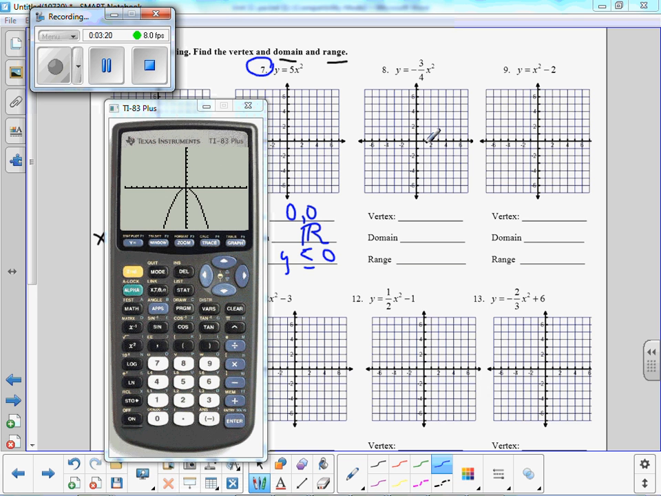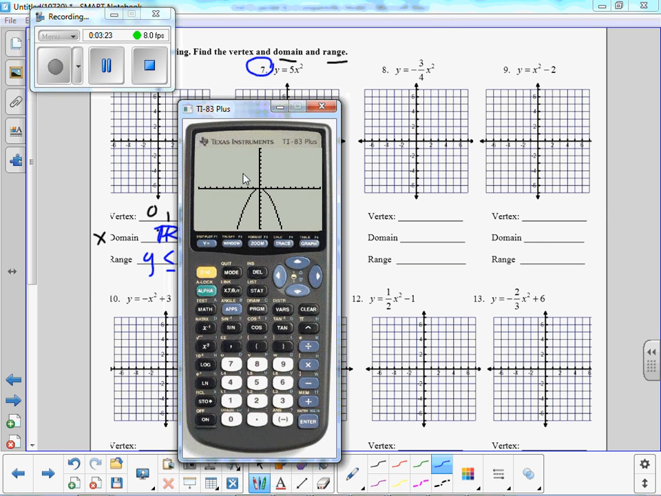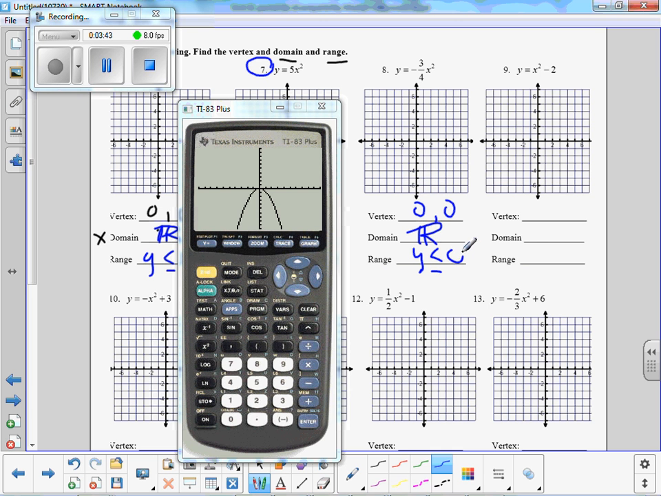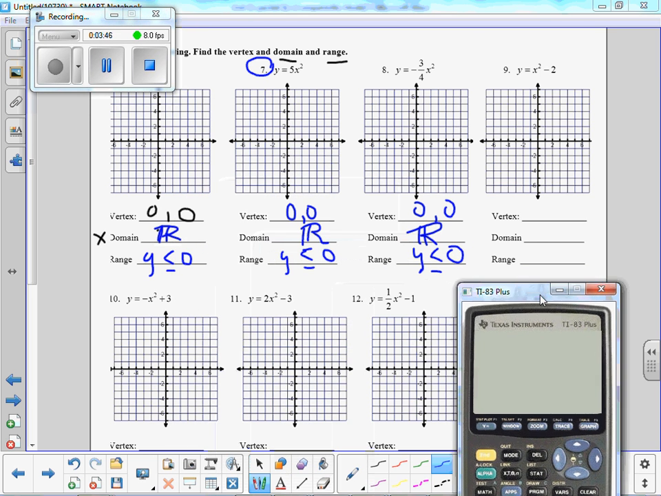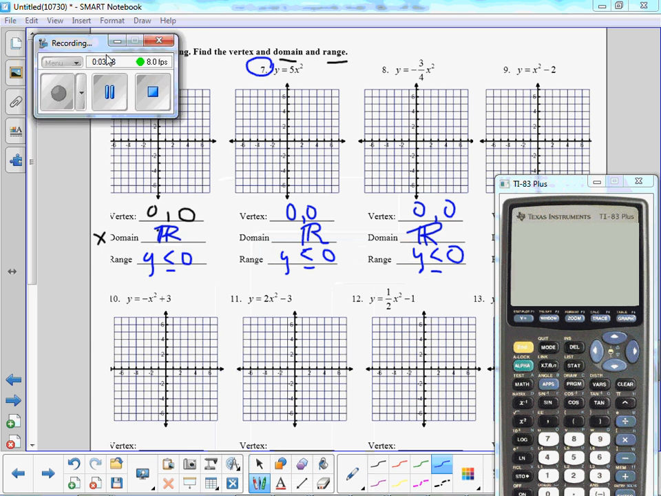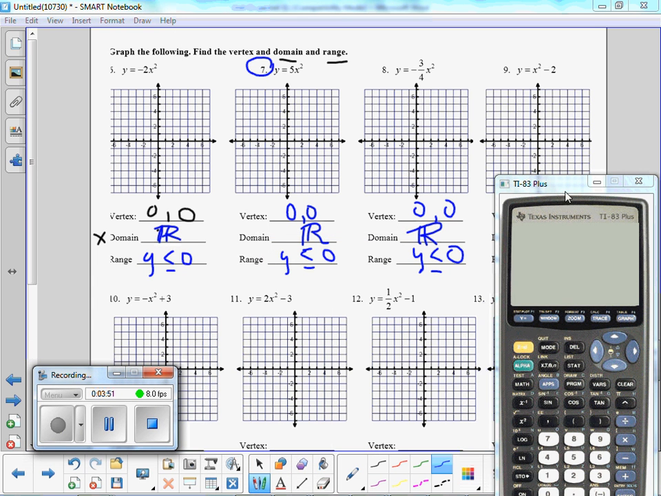Number 8, we see the vertex here. The graph of number 8 has vertex 0, 0. And we see the domain is real numbers. And the range is y is less than or equal to 0. And if you notice something, once you sketch the graphs, you'll see which one of these graphs is wider. And we know that number 8 is going to be wider than number 7.